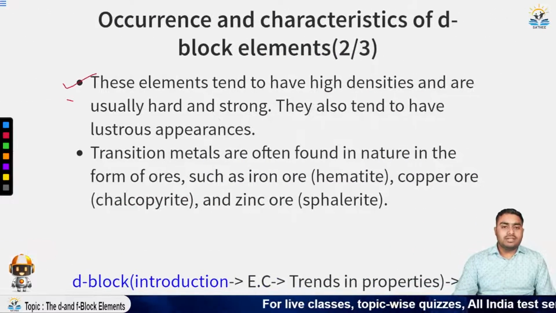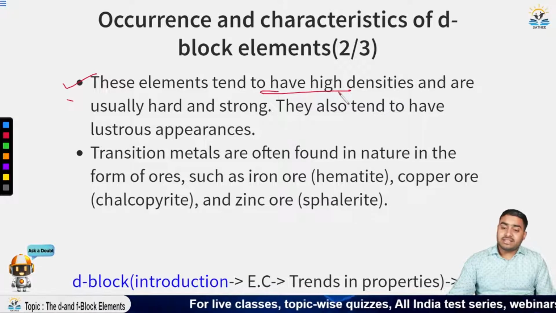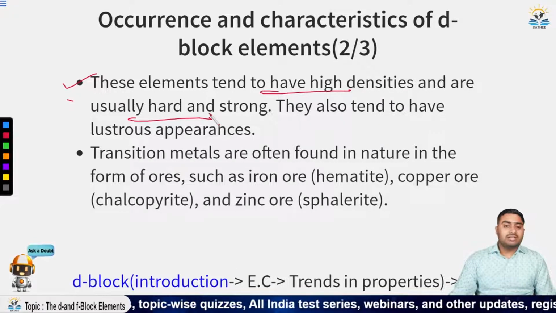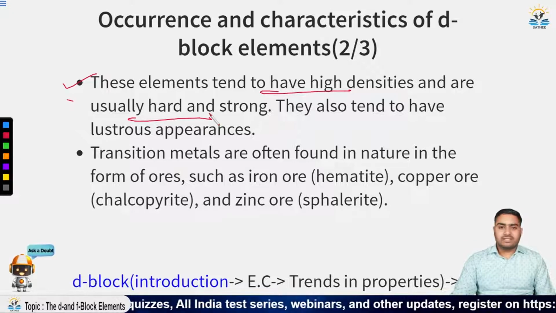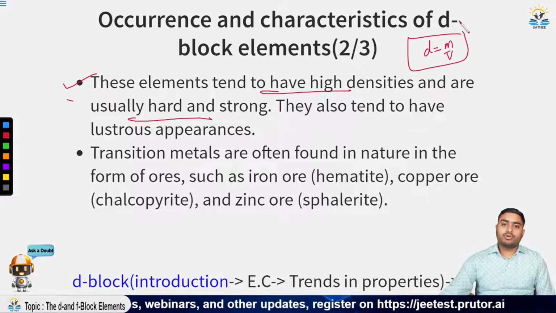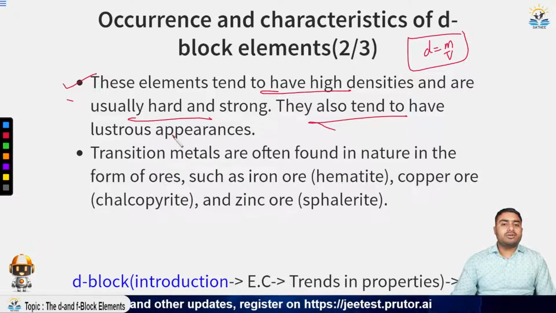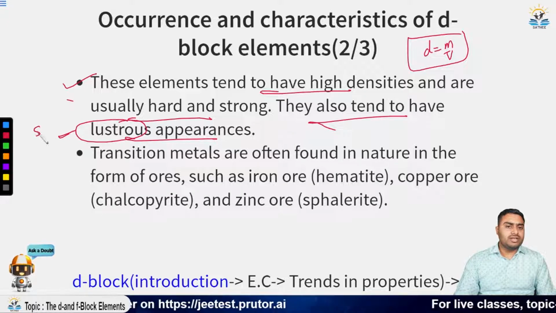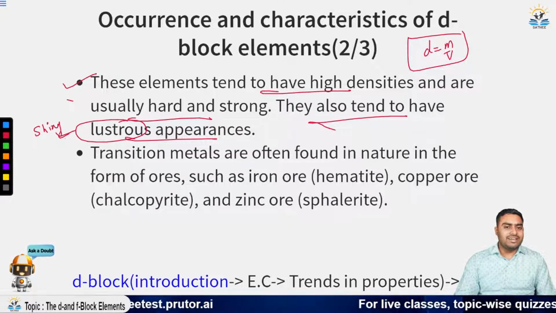You can see here these elements tend to have high densities, and are usually hard and strong. The density formula you know very well: mass by volume. That means they have high mass and less volume. They also tend to have a lustrous appearance, that means they are shiny in nature.